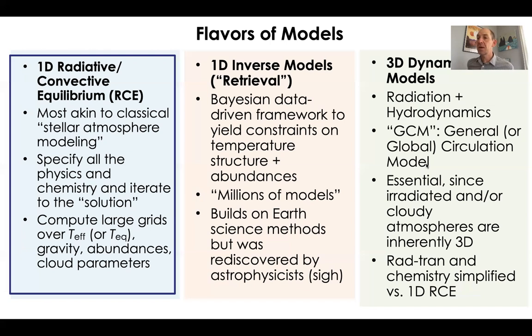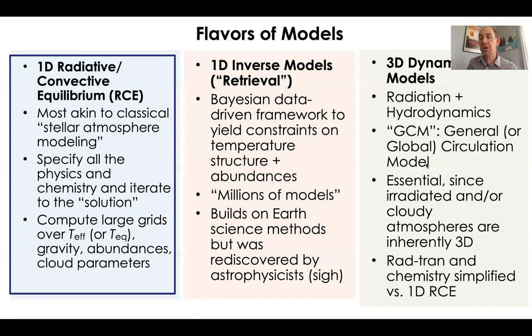Typically, you have to make some assumptions though. You have to make some simplifications. You probably have to simplify your radiative transfer, simplify your chemistry compared to a 1-dimensional model. So today it's typically not feasible to do large grids of three-dimensional models. You might do a three-dimensional model for particular planets.